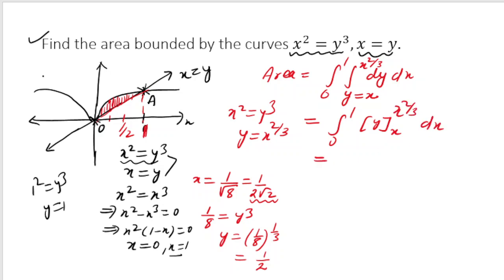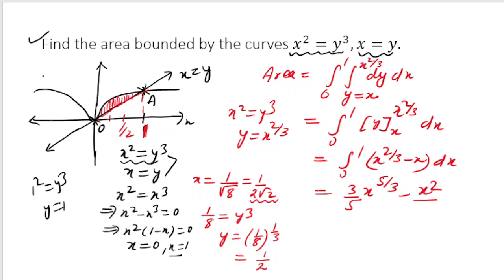So if I evaluate it, I will get what? 0 to 1 of x to the power 2 by 3 minus x, and then dx. If I solve it further, x to the power 2 by 3 means x to the power 5 by 3 into 3 by 5, integration. Integration of x is x square by 2, and the limit I have to put is 0 to 1. So if I put x is equal to 1 here, I will get 3 by 5, and 1 by 2. If I put 0, it will be 0. So if I solve it, how much will I get? 10. So 6 minus 5, so the answer is 1 by 10.